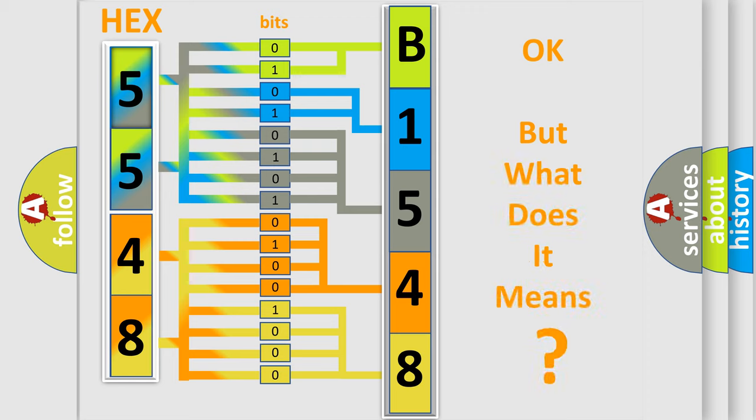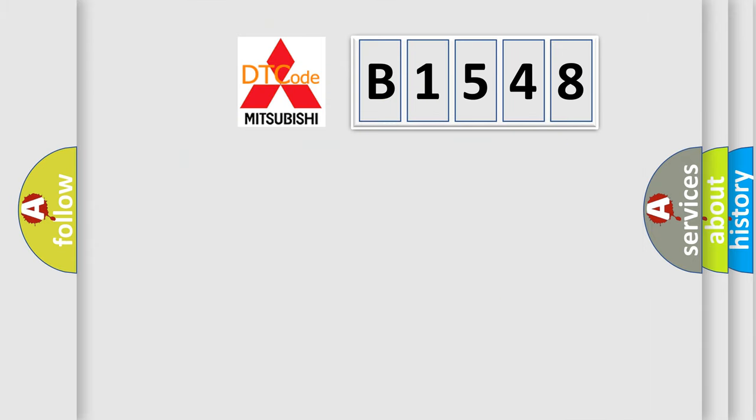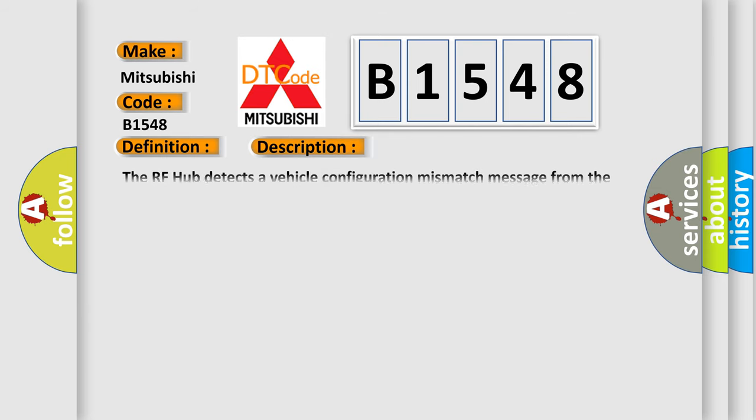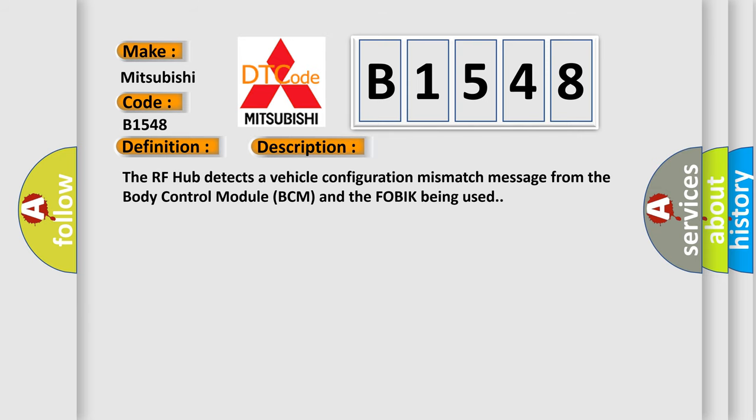The number itself does not make sense to us if we cannot assign information to what it actually expresses. So, what does the Diagnostic Trouble Code B1548 interpret specifically for Mitsubishi car manufacturers? The basic definition is implausible configuration. And now this is a short description of this DTC code. The RF hub detects a vehicle configuration mismatch message from the body control module BCM and the FOBIK being used.